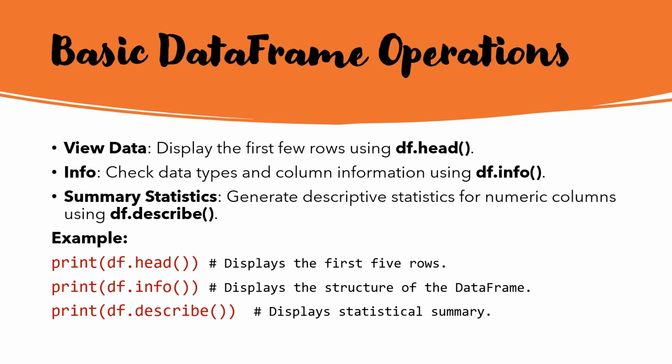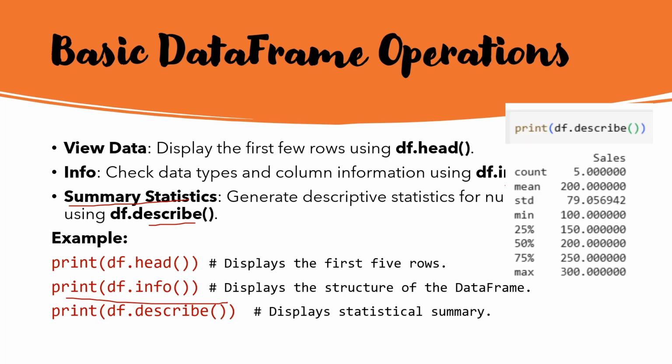Next, to get information about the data frame, you can use the info method to get a summary of your data frame, including the number of entries, column names, and data types. By running this line, you can get information about the data frame. Lastly, for getting a statistical summary, you can use the describe method, which will return mean, median, min, max, etc. of that data frame. By running this line, you can display the statistical summary.